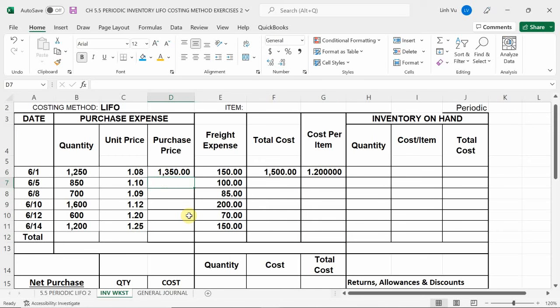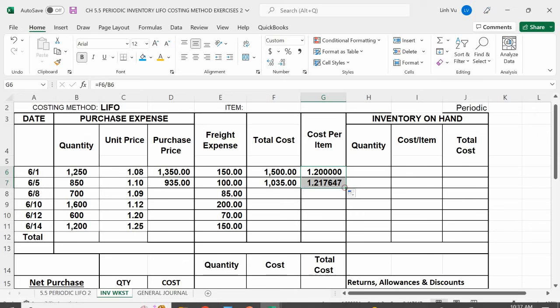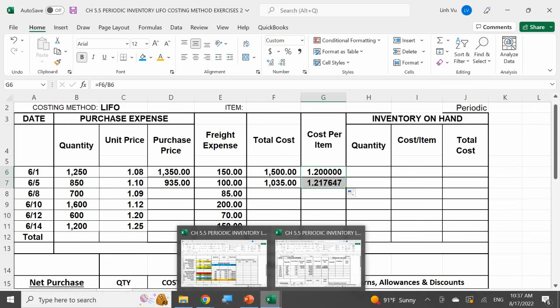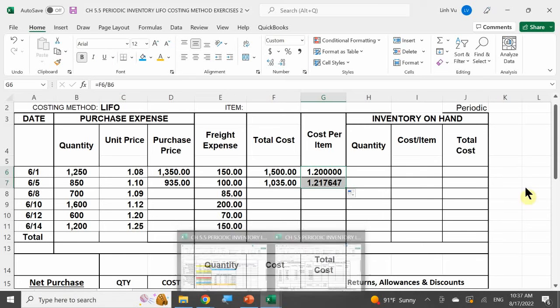On June 5th, we purchased 850 units at $1.10 with a freight of 100. So what's my total purchase price here? That'd be 935, plus 100, 1035. Now what's my cost per item here? 1.217647058. So this is exactly what I'm talking about.